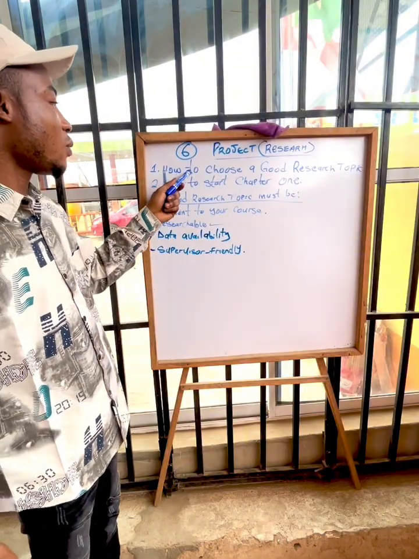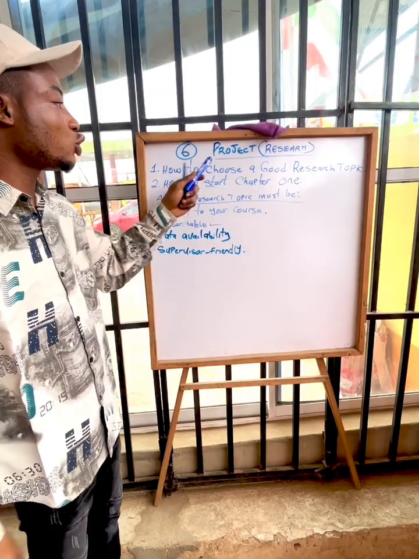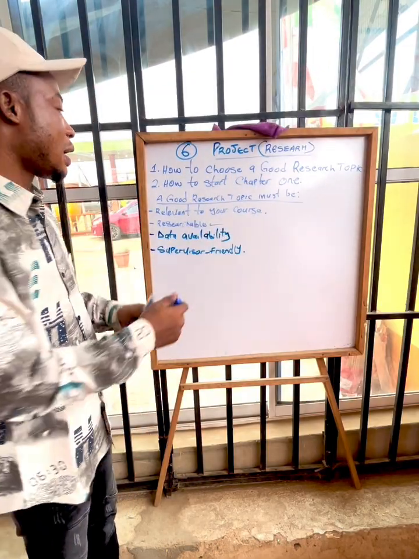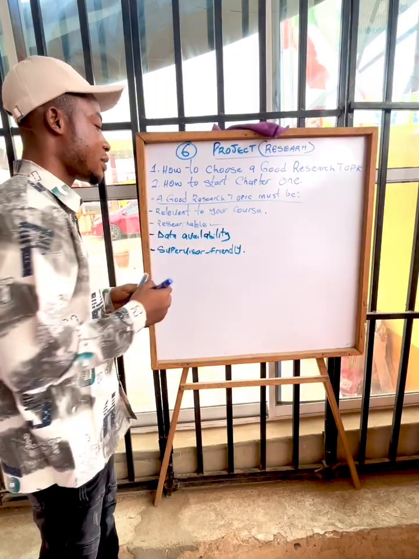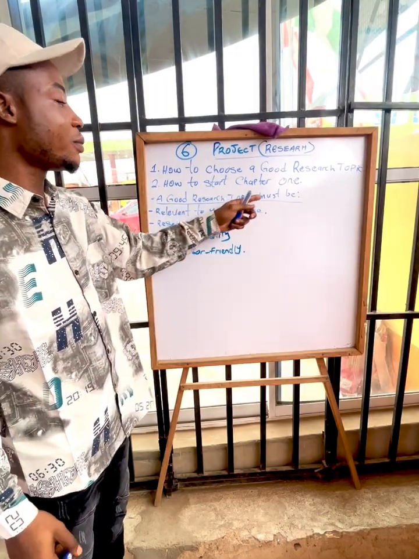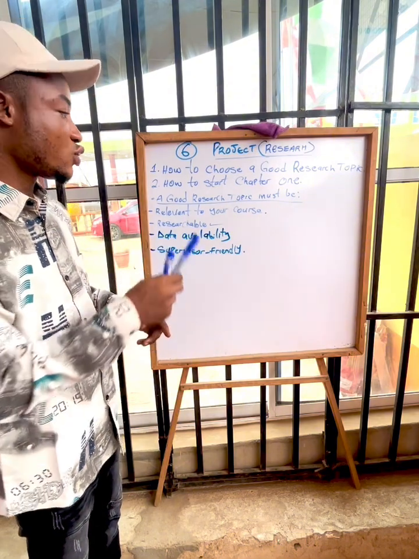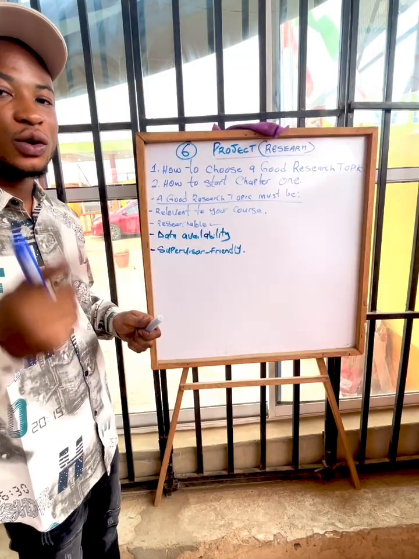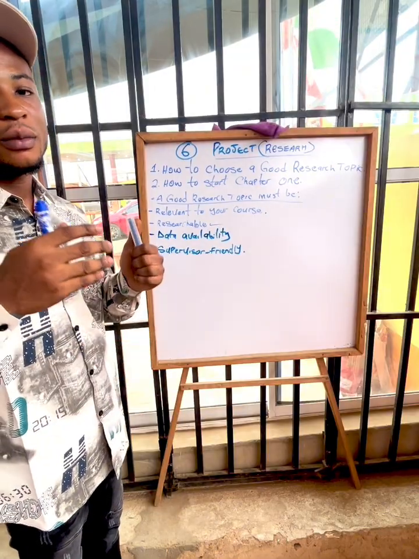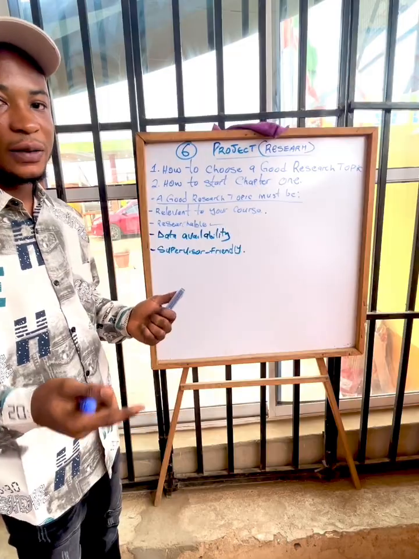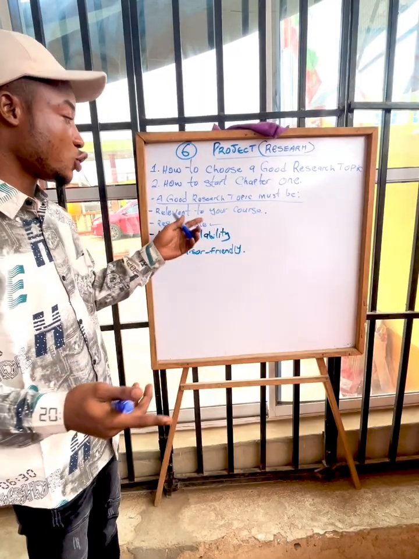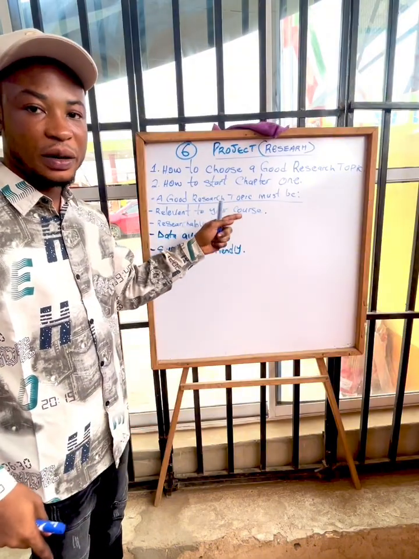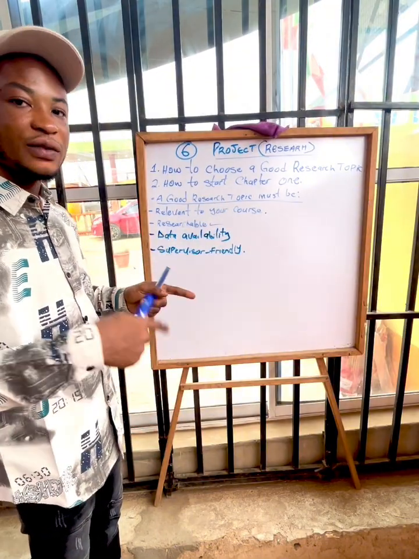So outline 1 is how to choose a good research topic. How do you choose a good research topic? I listed some characteristics here. A good research topic must be, number 1, relevant to your course. What I mean by being relevant to your course is that a research topic must be related to your course. Let's say, for example, you are studying economics or you are an accounting student. This is what you should be worried about, because I believe your supervisor is also going to look at your topic before approval. They are going to see if it's actually related to your course.